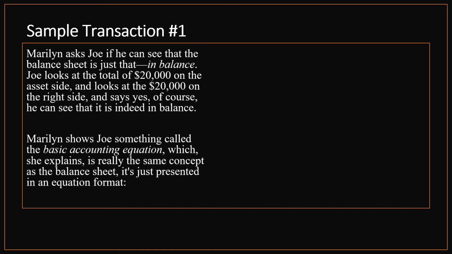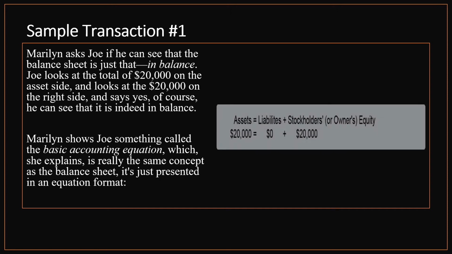Marilyn asks Joe if he can see that the balance sheet is just that, in balance. Joe looks at the total of $20,000 on the asset side, and looks at the $20,000 on the right side, and says yes, of course, he can see that it is indeed in balance. Marilyn shows Joe something called the basic accounting equation, which, she explains, is really the same concept as the balance sheet, it's just presented in an equation format. The accounting equation and the balance sheet should always be in balance.